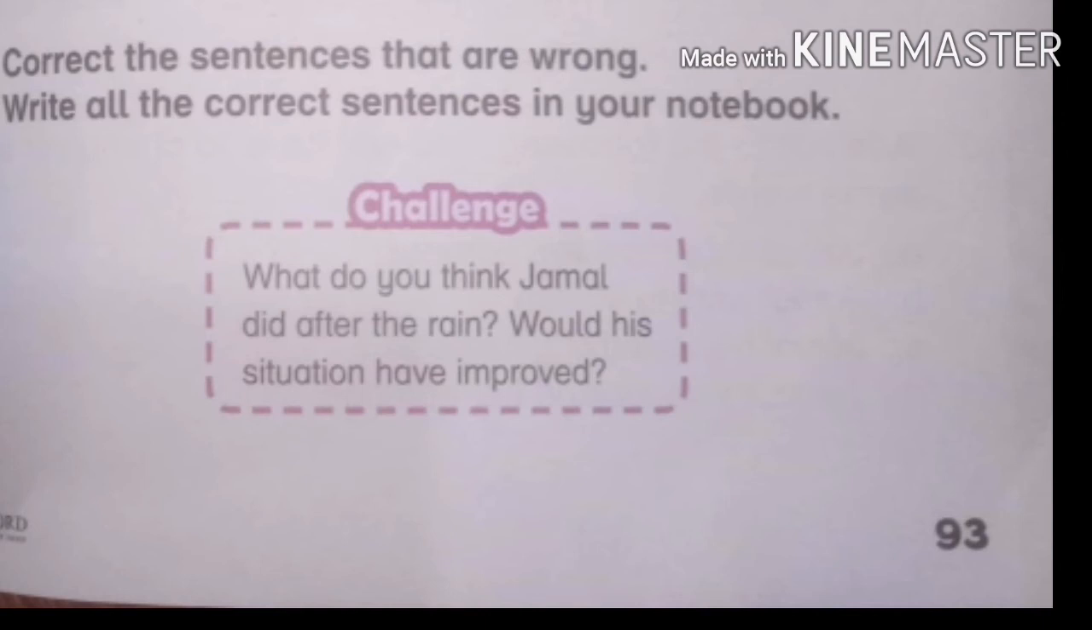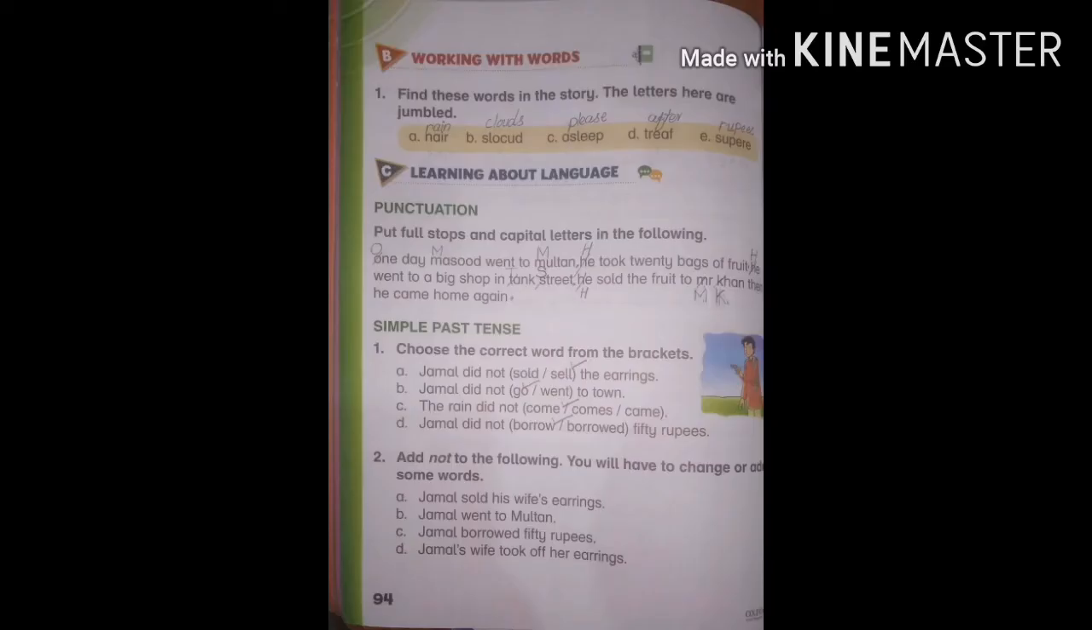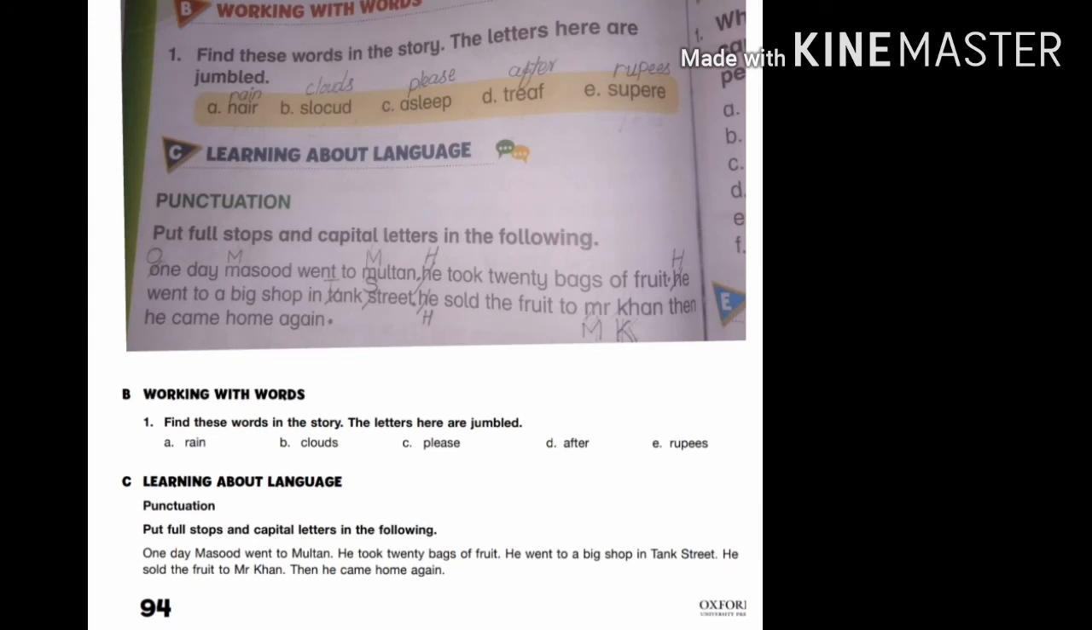Come to page number 94. Part B, working with words. Number 1, find these words in the story. The letters here are jumbled. So these are the jumbled letters and you have to write these letters in the correct way to make proper words. First correct word is rain. Second is clouds. Number C, please. D, after. And the last is rupees.